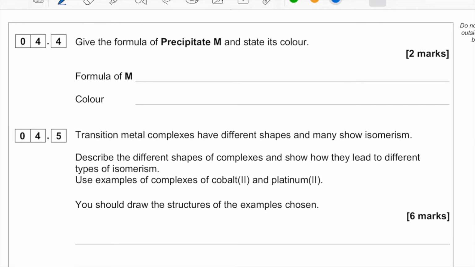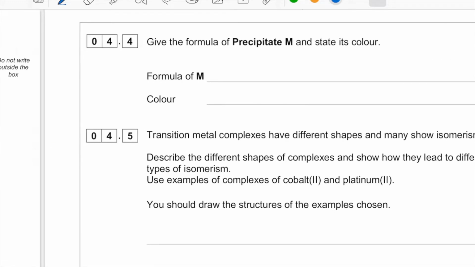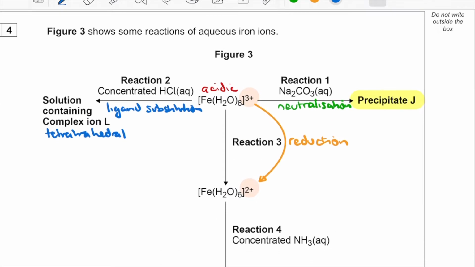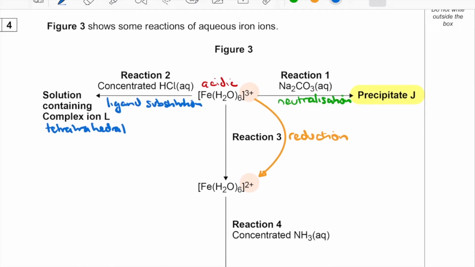Now we've got to give the formula of precipitate M. So we'll have to just go back and see what M was again, remind ourselves. So M is where we have gone from, so we've got to be a little bit careful here. We're going from the metal hexaaqua ion that's got a 2+ charge to precipitate. Now the principles behind this precipitate are the same as the principle behind precipitate J. So this is hydrolysis, or this is an acid-base reaction in this case.